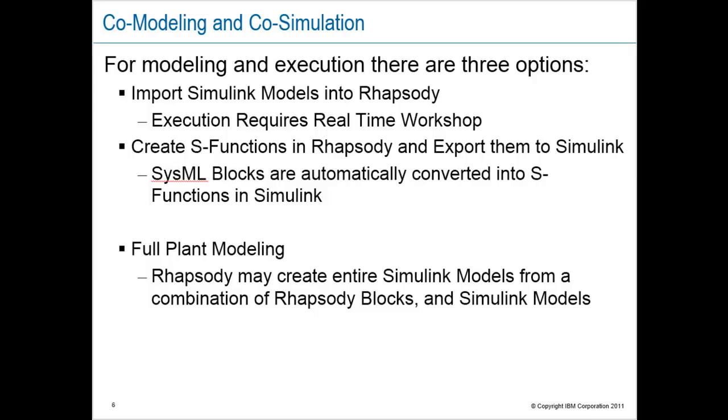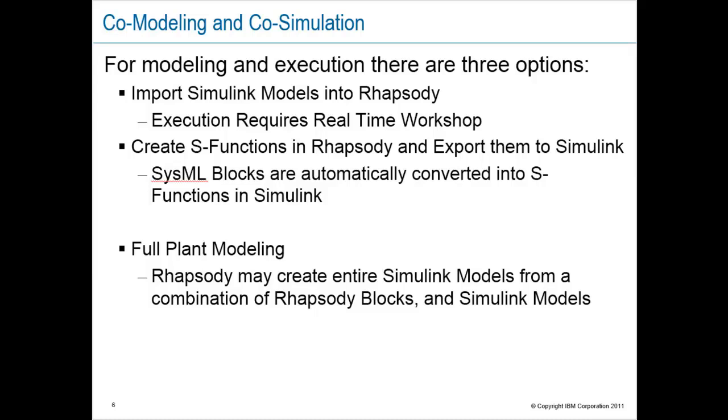There are three options. The first two treat the tools as more or less independent entities. Each one imports from the other when required. For example, you might model an algorithm in Simulink, import that into Rhapsody, and show how it fits into the architecture. If you wanted that algorithm to execute as part of the Rhapsody execution, then you would use Simulink's real-time workshop to generate the code for that algorithm, and Rhapsody would automatically include it.